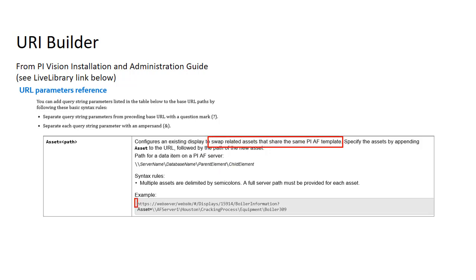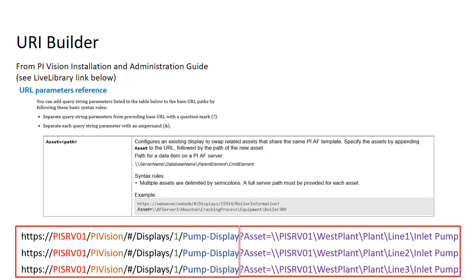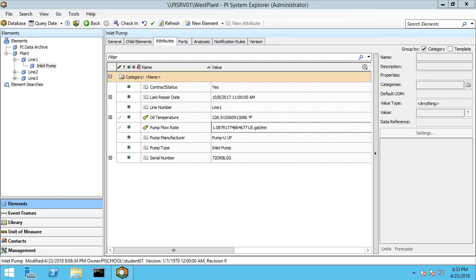And here's an example down here, adding the question mark, then the word asset with an equal sign, and then the full path to the specific asset that you want the display to go to. For us, what that's going to look like is we're going to have a URL that starts out with our base URL, just before the question mark. And then we have three examples of how we would be able to create URLs that would bring us to specific versions of the display for line 1, 2, or 3 for our inlet pump. Let's go into AF and build this out for our inlet pump template.